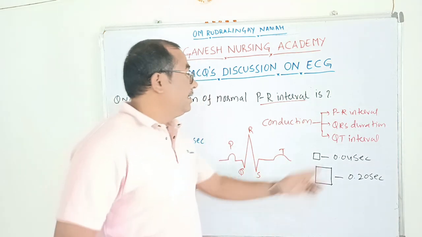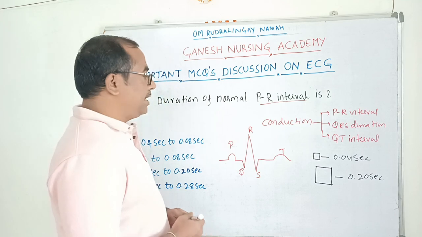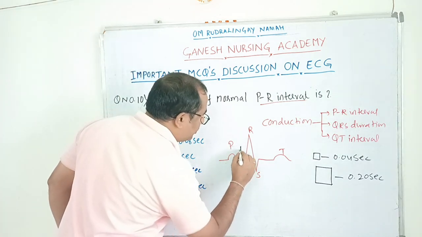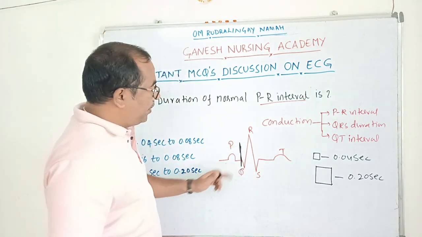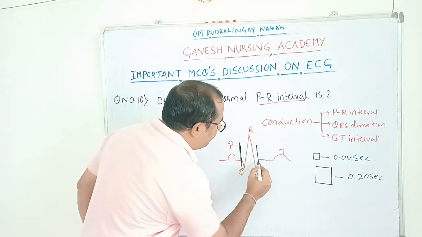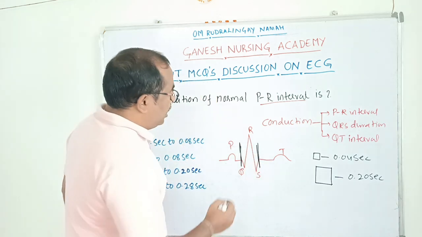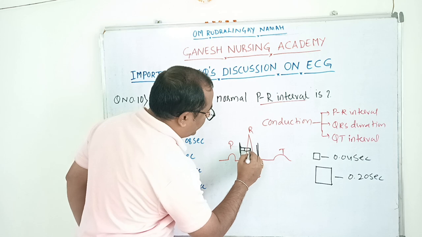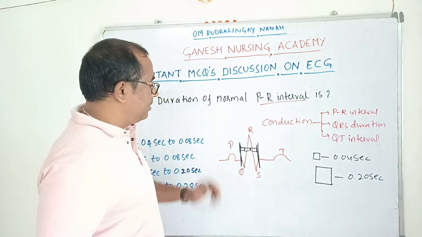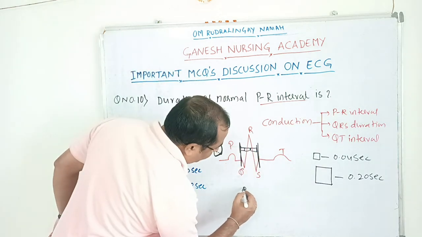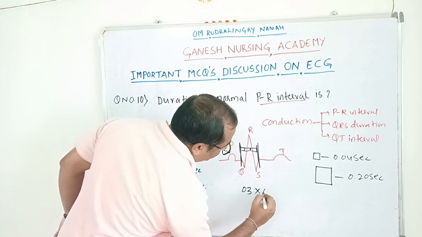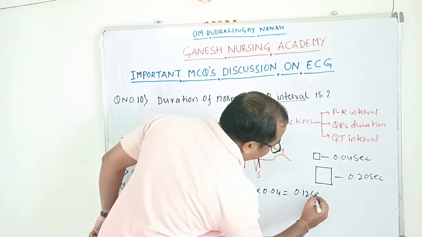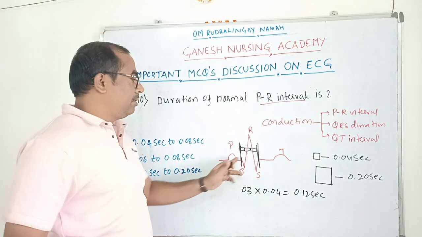Now we want to assess the QRS duration. If you want to assess QRS duration, first you have to mark the point where the Q wave begins. We have to mark from the beginning of the Q wave to the completion of the S wave. Now count the number of small boxes. For example, 1, 2, 3, so 3 small boxes are present. So that is 3 into 0.04, that is 0.12 second. So this is the QRS duration that we assessed.